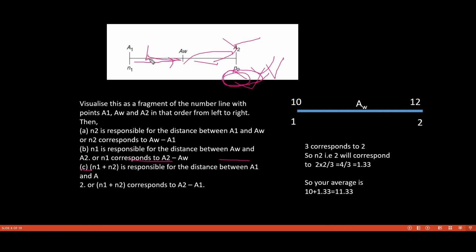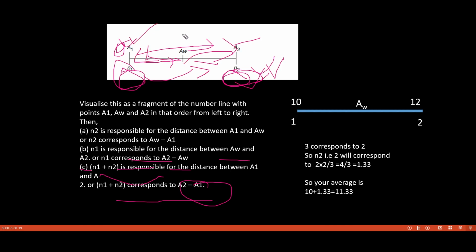If the price is closer to A2, that means N1 is a greater number, since A1 is the lesser average. So N1 is great in number. That's why N1 is responsible for the distance between AW and A2. So N1 corresponds to A2 minus AW, and if we take the sum total of N1 plus N2, it corresponds to A2 minus A1. A2 minus A1 is the entire length of the difference between the two prices.